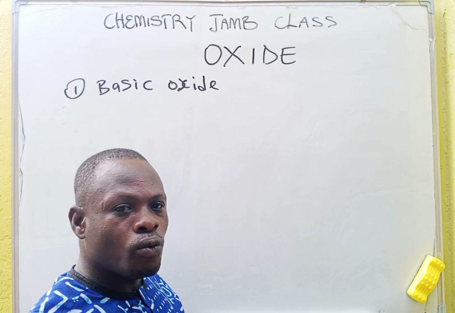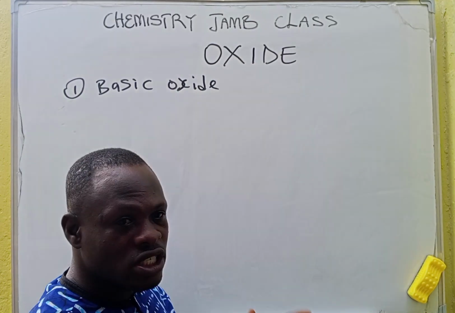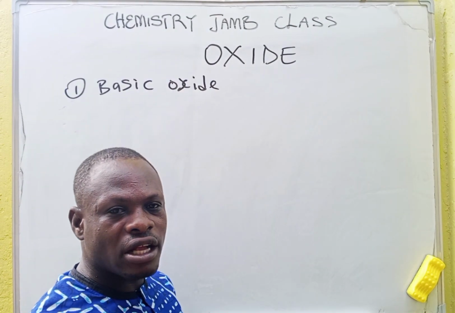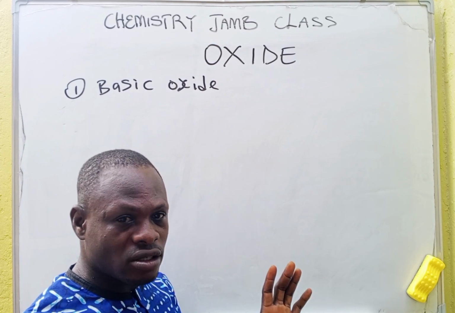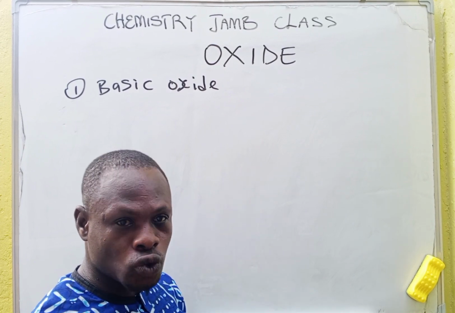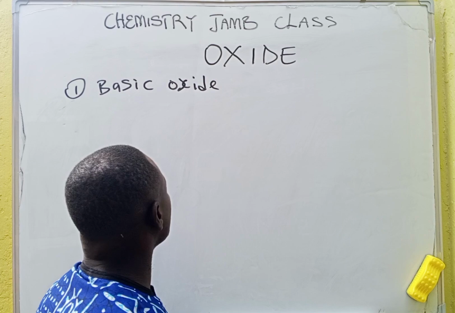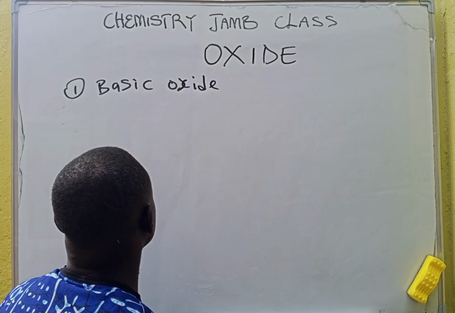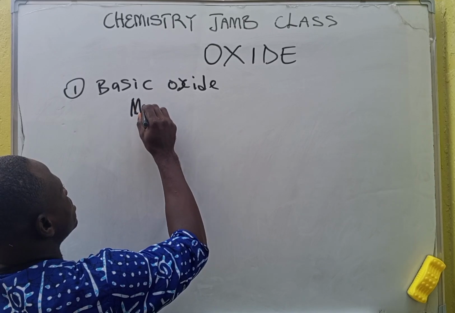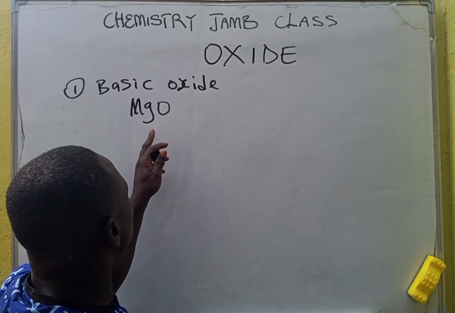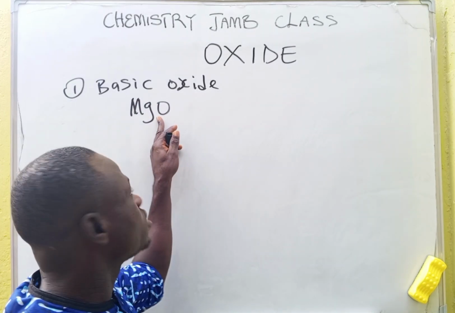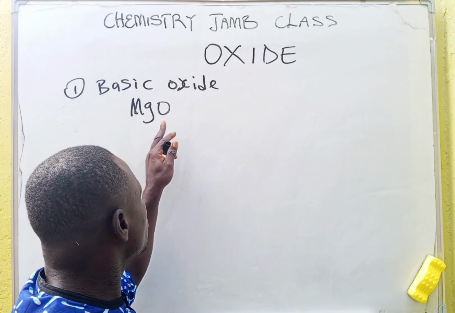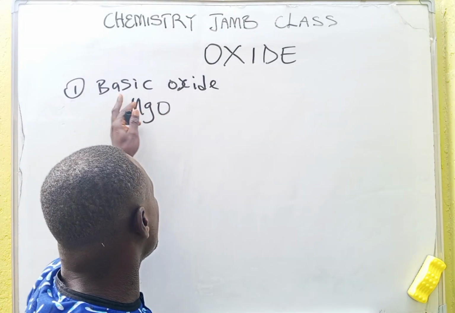2 elements, when metal combines with oxygen, they form what we call basic oxide. I repeat, we are just looking at group 1 and group 2, okay? Metal combining with oxygen, they form what we call basic oxide. For example, we have MgO. MgO is a basic oxide, because Mg is a metal combining with oxygen, they form what we call basic oxide.